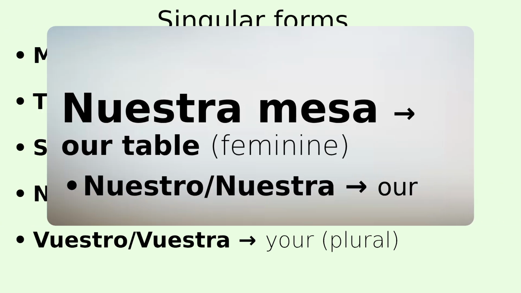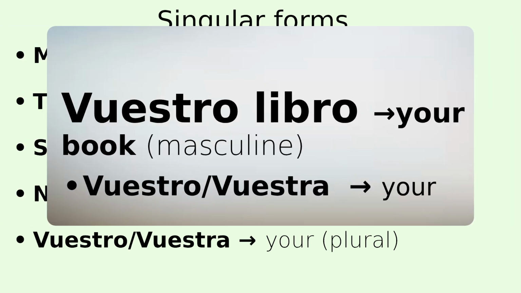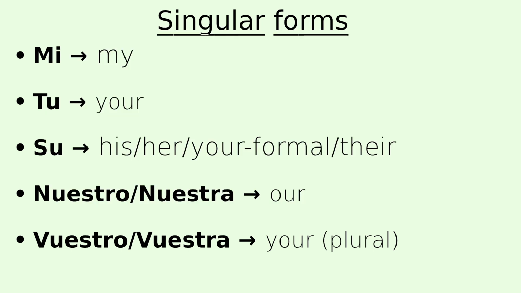Nuestra mesa, it's our table. Or vuestro libro, your book. I really hope that you understand the first part. I think it's very simple to understand the singular form actually. Mi, tu, su, nuestro, nuestra, vuestro, vuestra. It's only practice a little bit, guys.